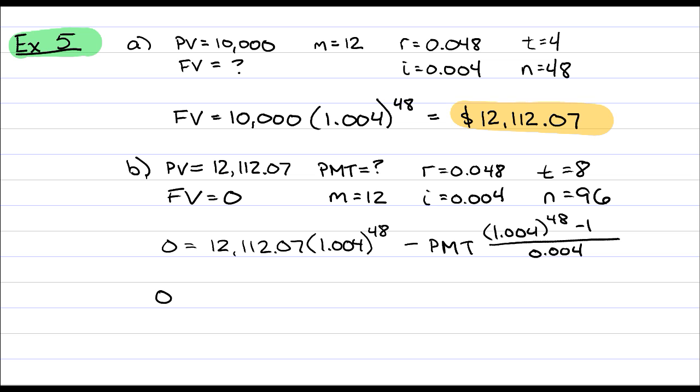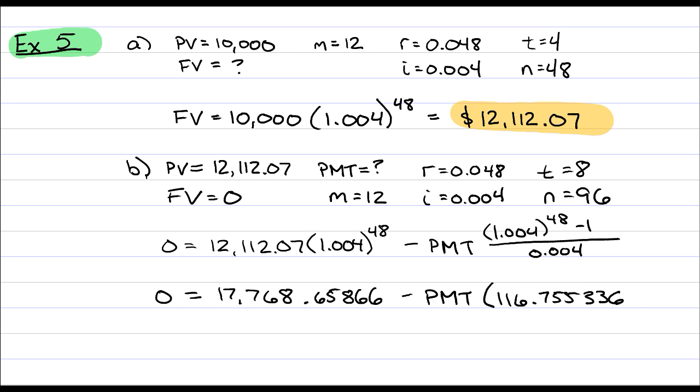Okay, calculating some of this, I get 0 equals 17,768.65866 minus PMT times 116.755336. Now, solving for PMT in this linear equation, I get that the payment is $152.19. That's how much he'll have to pay back each month. Okay?